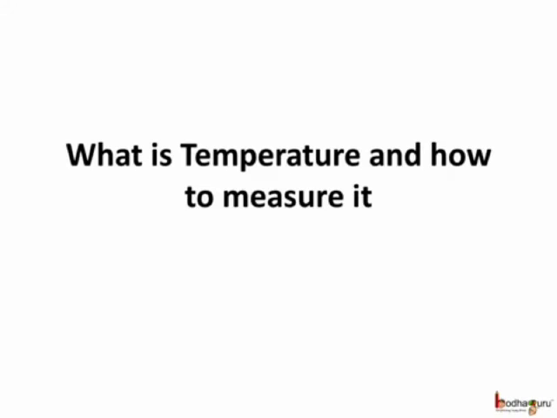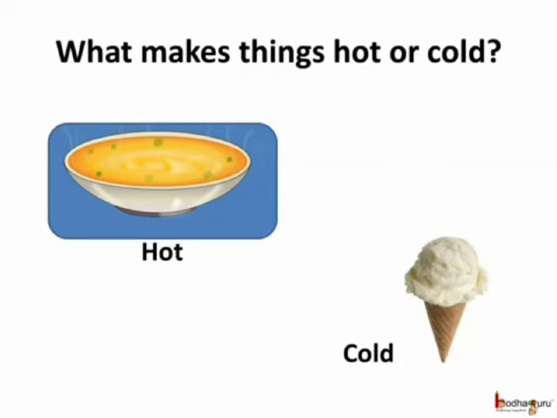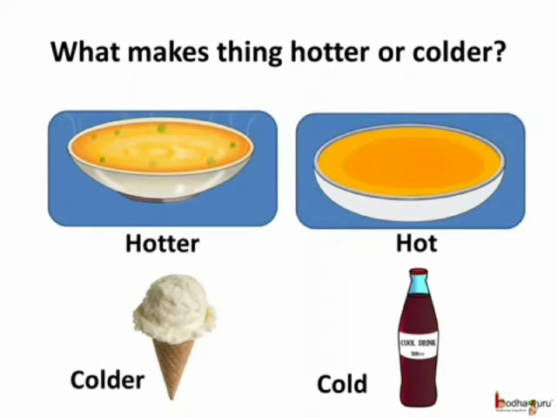And how to measure the temperature. We often say the soup is hot or the ice cream is very cold. But have you ever wondered what makes the soup hot or the ice cream cold? Some objects are hotter than the other, like the soup on the left side is hotter than the soup on the right side. Some objects are colder than the other, like this ice cream is colder than this cold drink.